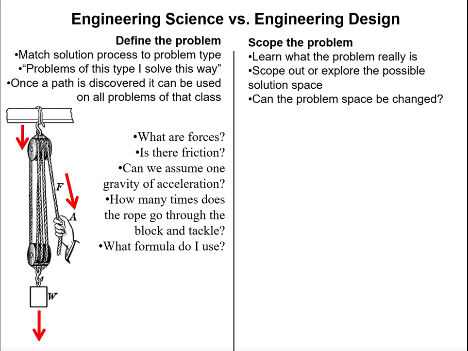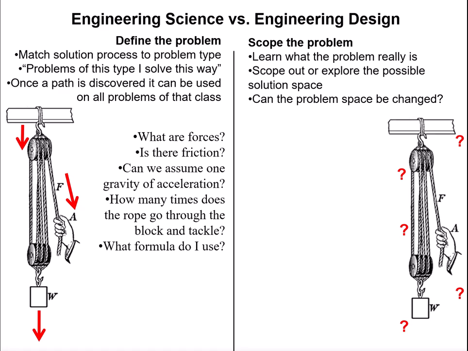If I were to do this type of problem in engineering science, I would ask, what are the forces? Is there friction? Can we assume one gravity of acceleration? We have to know how many times that rope goes through the block and tackle, and then I have to look up the formula I use to solve this type of problem.